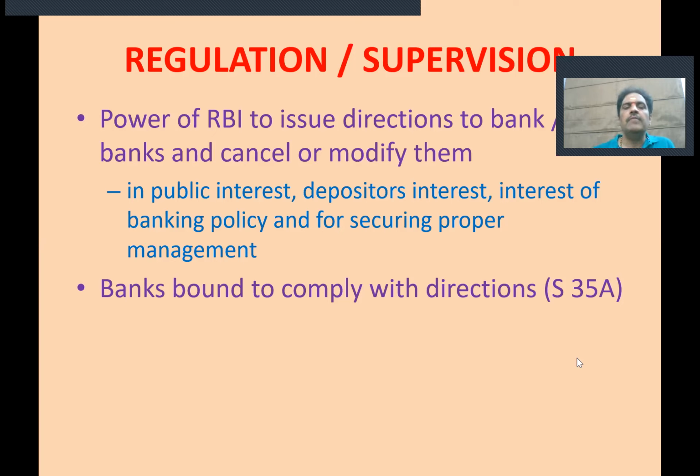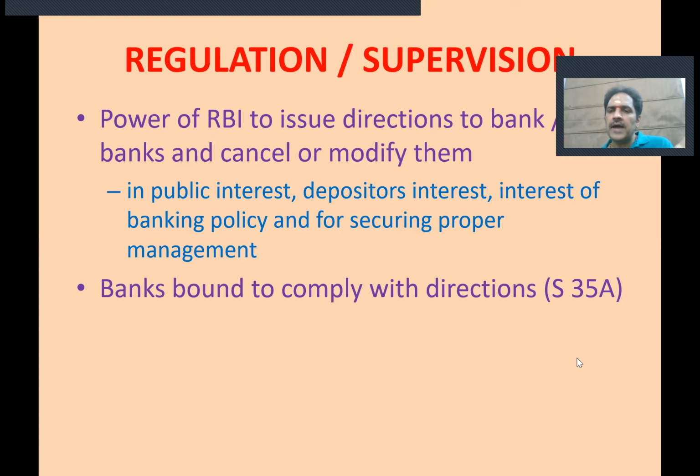Then RBI has power to issue directions to banks in public interest, depositors' interest, in interest of banking policy, and for securing proper management. These it can give to a particular bank or to a group of banks, and it can modify or subsequently cancel the direction. So this is a very important power, to exercise control and to ensure that the institutions operate on proper lines. Your prompt corrective action guidelines are also basically directions of this nature.